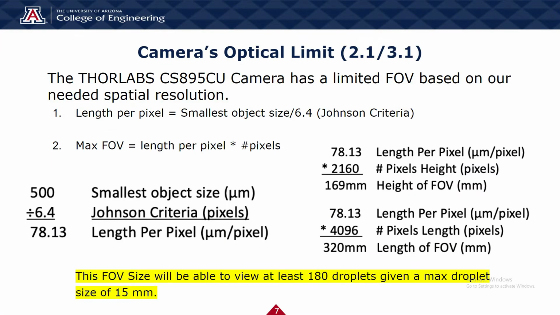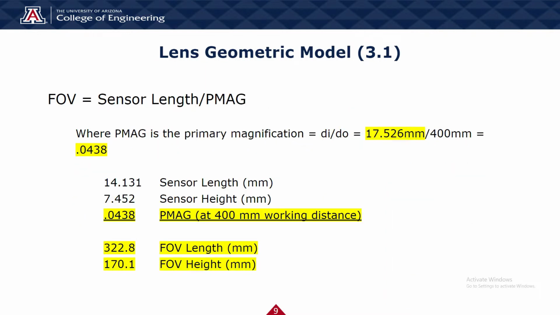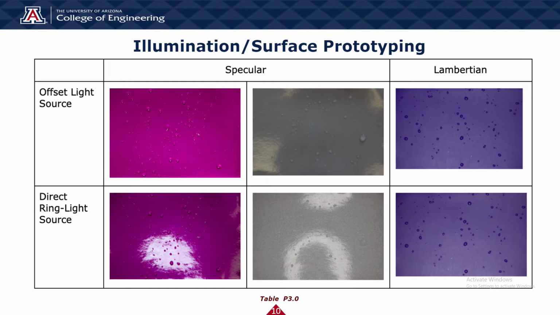First is our camera's optical limit, for which we use the Johnson criteria in order to have a conservative estimate for identification of the water droplets. Next is our lens's spatial resolution, which we need to be smaller than the resolution of our camera. Next is a geometrical model in order to figure out the FOV of our lens in the object space. Here's some illumination prototyping with different surfaces. Notice the difference between a specular and Lambertian source.